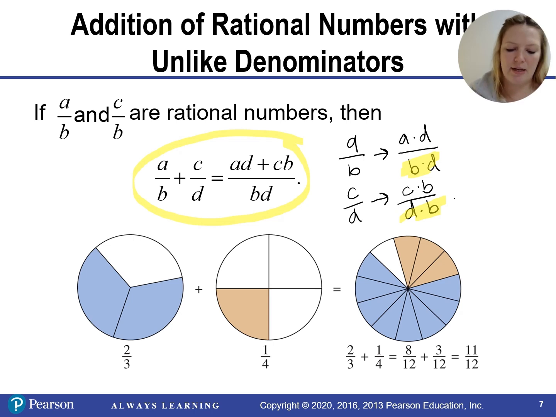So if I were going to use that in that example we just went over, I would say, okay, 2/3 plus 1/4 is the same as 8/12 plus 3/12, or 11/12. And if I used that formula, I would have 2 times 4 plus 1 times 3 over 3 times 4, which gives me 11/12.